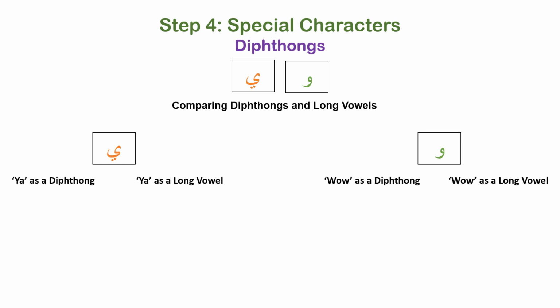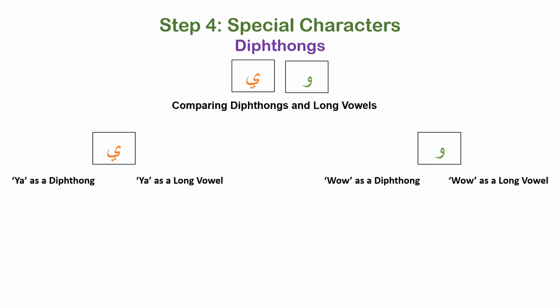So now let's compare diphthongs and long vowels because we know the letters waw and ya are used as long vowels also. So it is important not to confuse the pronunciation when reading, and it is very simple to do this.